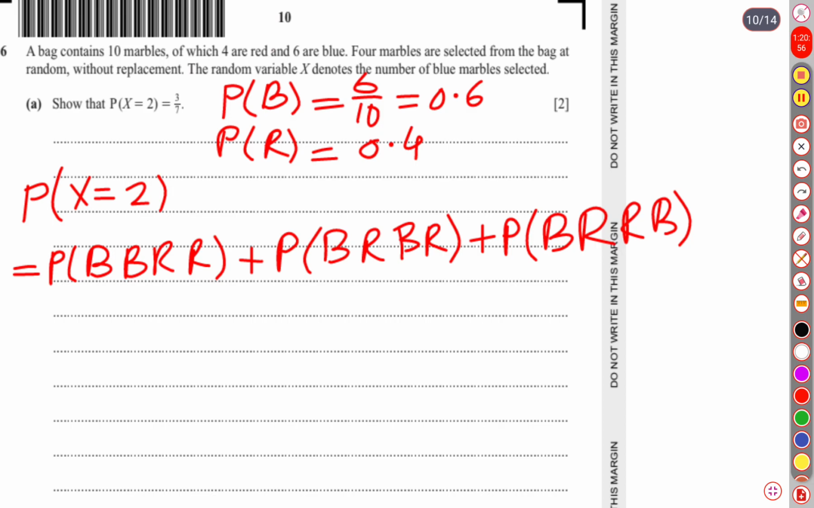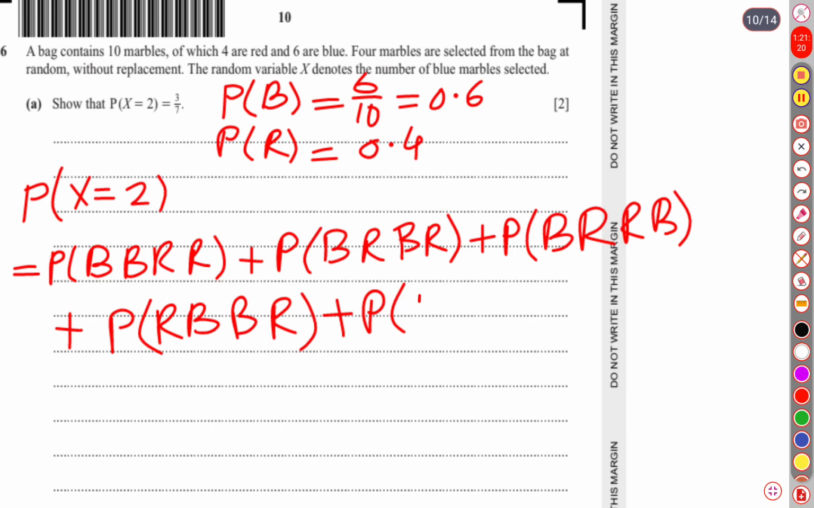Then what are the other cases? Or first one is red, second one is blue, third one is also blue, but fourth one is red. Or it may be first one red, second one blue, third one red again, fourth one is blue. What is the last and final case? Final case is it may be first two are red and final two are blue.